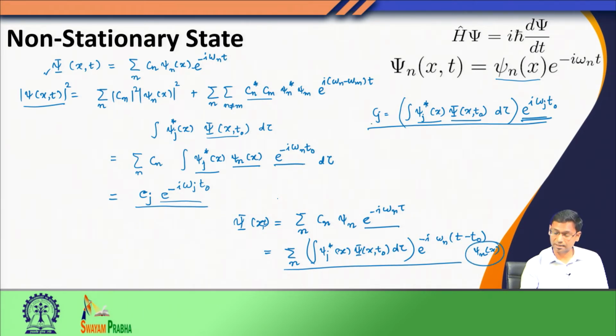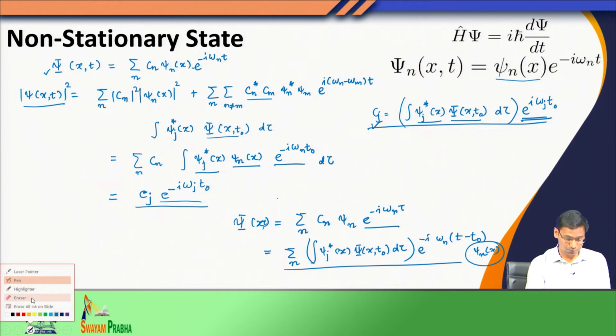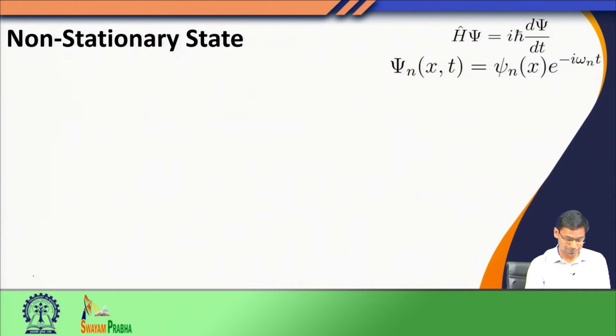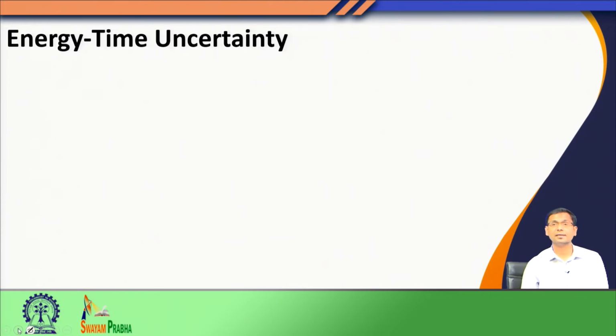So, now I exactly know how to get these coefficients, and once I get these coefficients, the probability density would come out naturally. So, we discussed the stationary state and the non-stationary state. Now, we will discuss one important property, that is the energy time uncertainty.